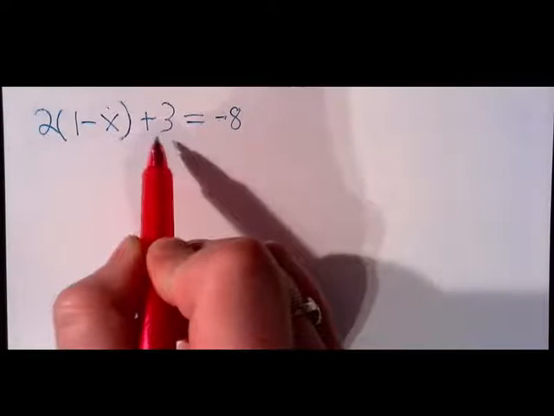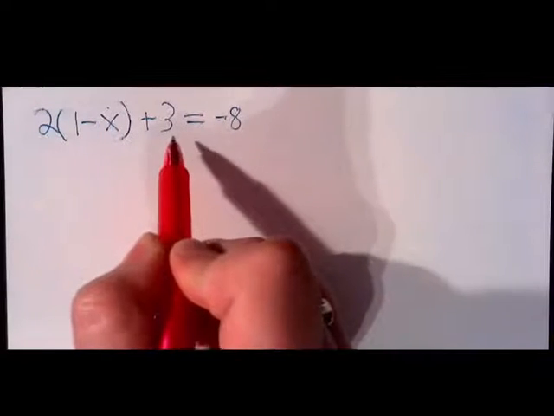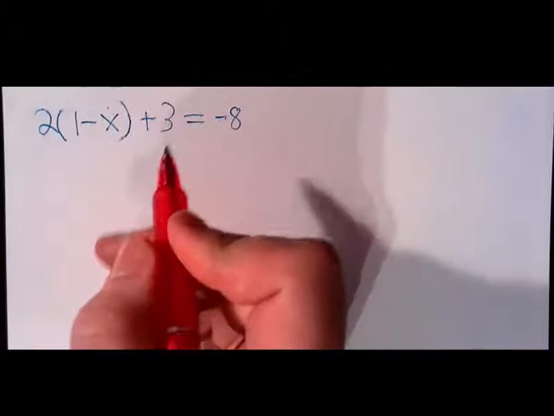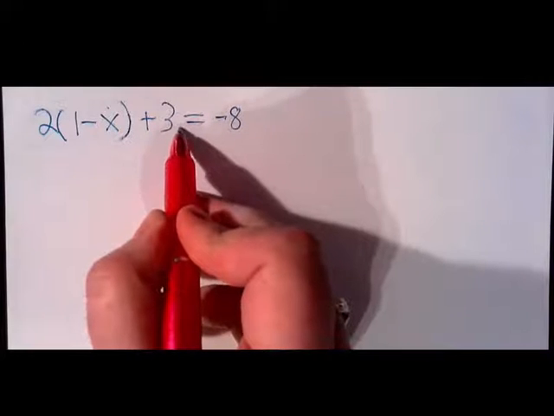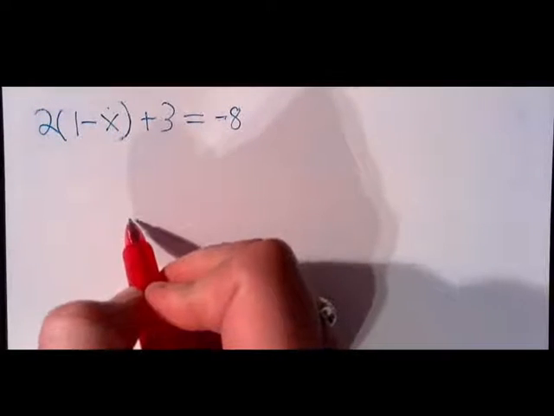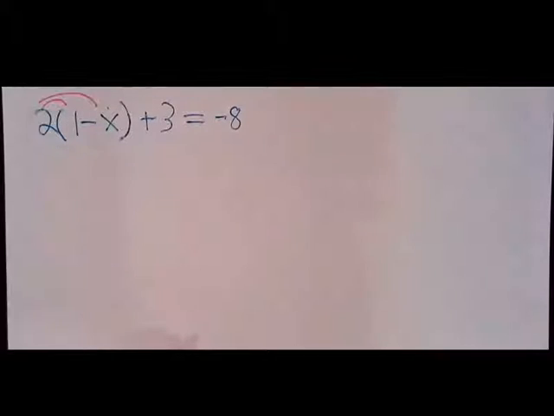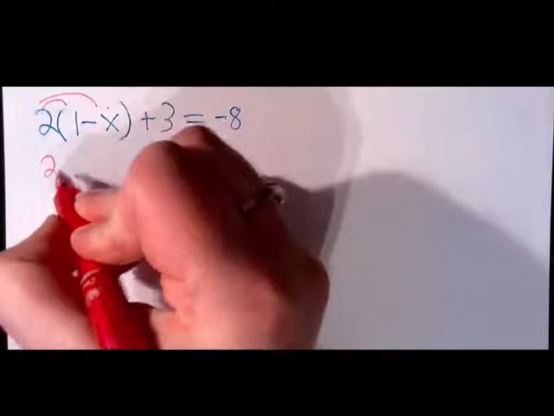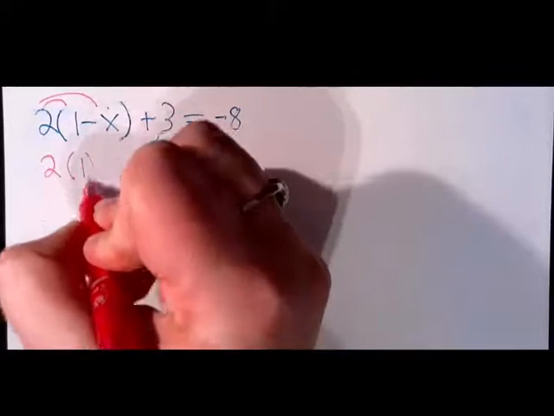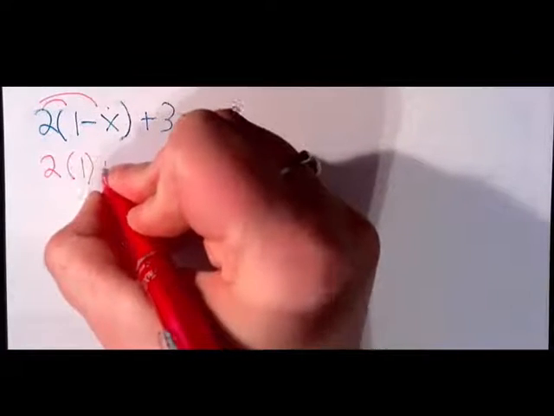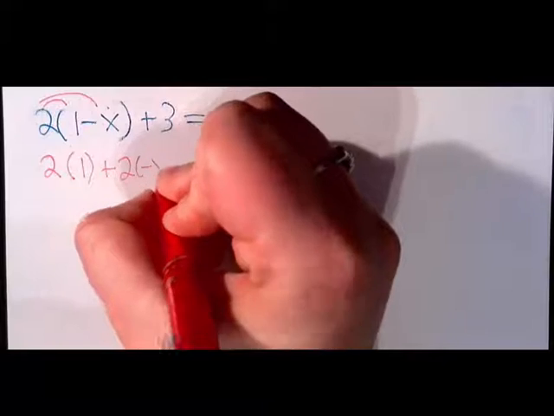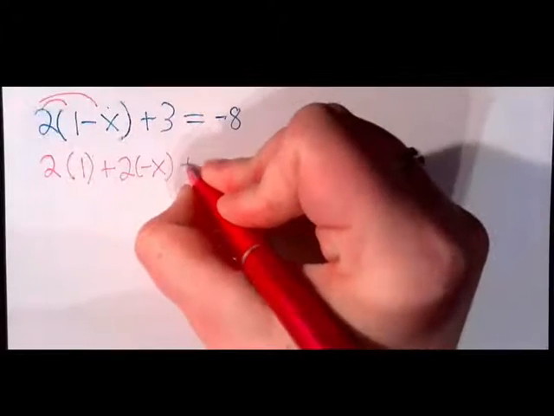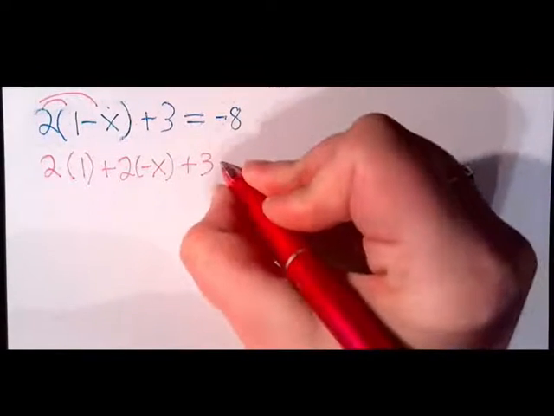Now, in another example, moving what's outside the parentheses will not be a possibility. For this one, it is because we do not have a variable with this number. So I'm going to work this one out doing distributive property. I find this the easier method. So I'm going to do 2 times 1 plus 2 times a negative x and bring down what has not been used yet.